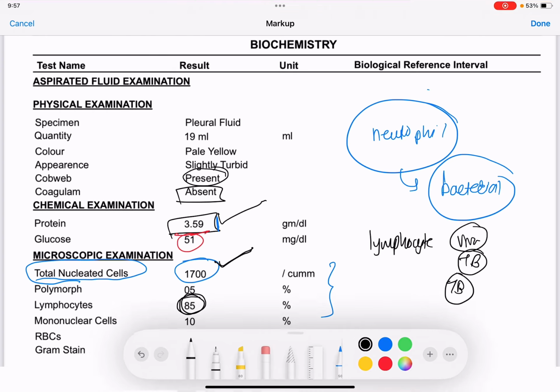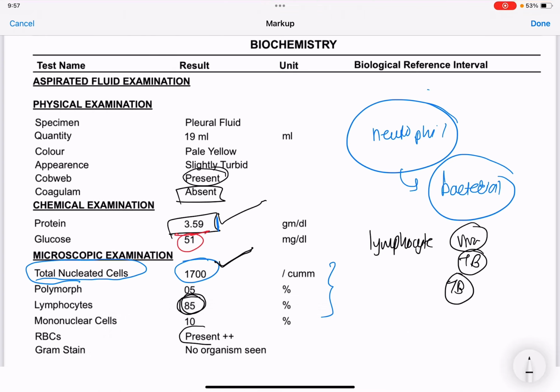And apart from this, RBCs are present, but not in large quantity. Because of this effusion, this exudate, there is definitely damage to the small capillaries many times, and because of the prick also, the drawing needle into the pleural space ruptures the smaller blood vessels, and the RBCs can be seen.